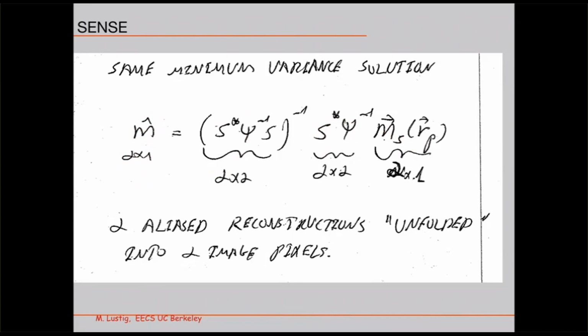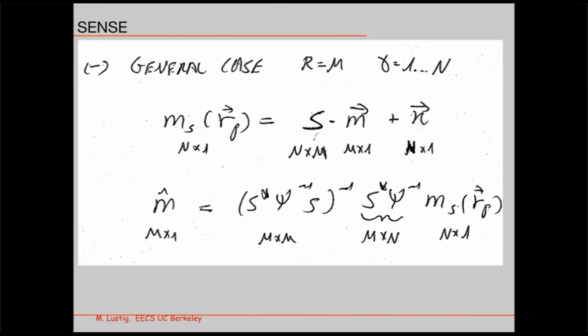Okay, so 2 aliased reconstructions unfold into 2 image pixels. Effectively, you have 2 pixels that are aliasing, one in coil 1 and one in coil 2. We unfold them and find the value of the original image at position 1 and position 2. Does that make sense? Super simple, right?